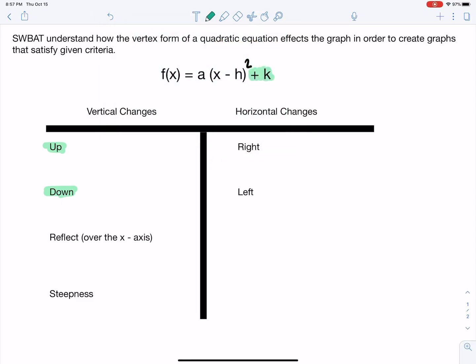So if you have a plus k at the end, your graph is going to go up. And if you have a minus k at the end, your graph is going to go down because the y value is negative, okay? Left and right.